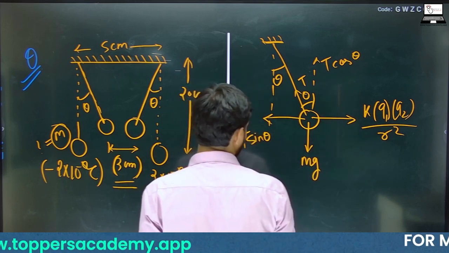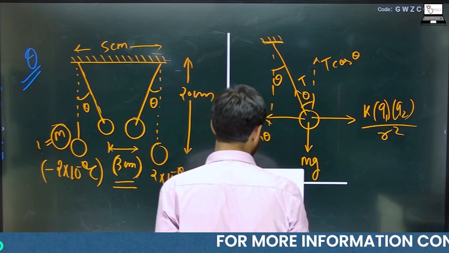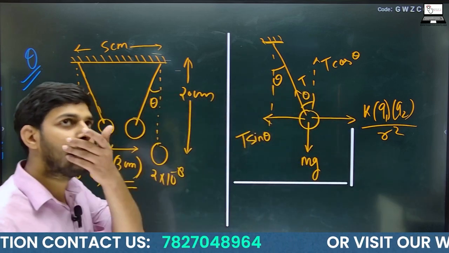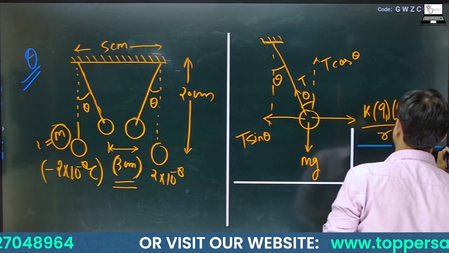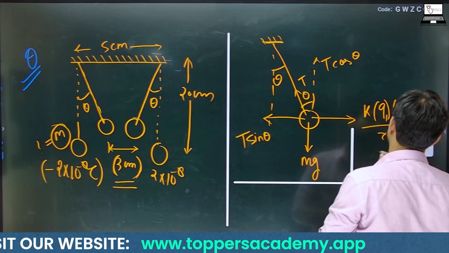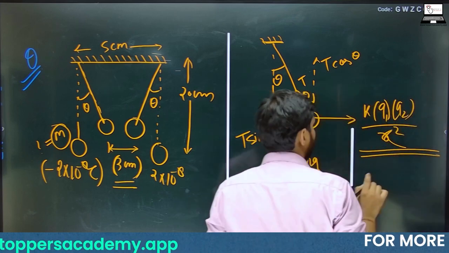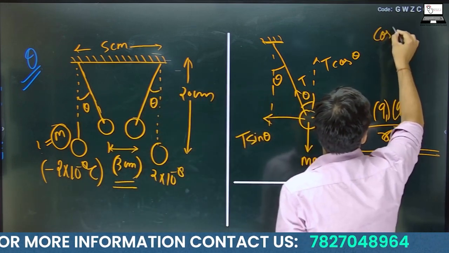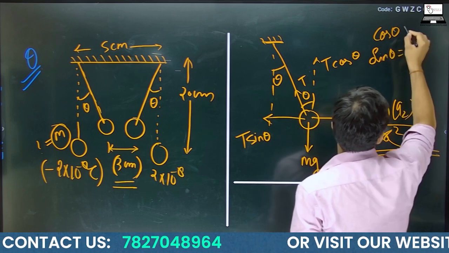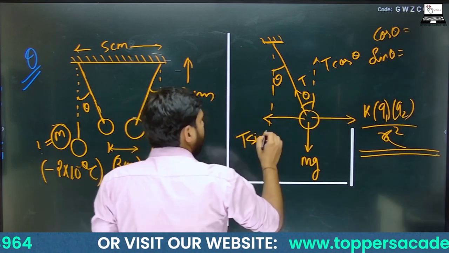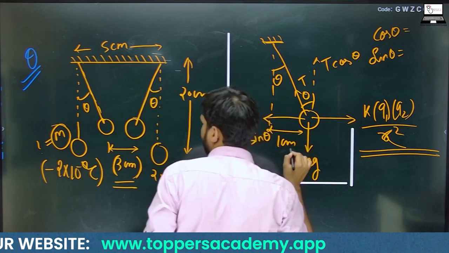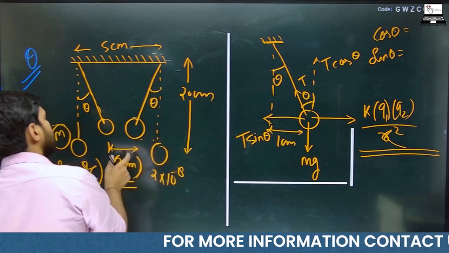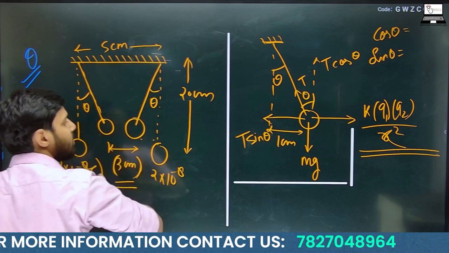We need to just do the force balance here. But first of all, let's calculate the value of cos theta and the value of sin theta. If it is symmetrical, it must be 1 cm from here and 1 cm from here. That makes 2 cm, so the remaining is 3 cm, because the total was 5 cm.